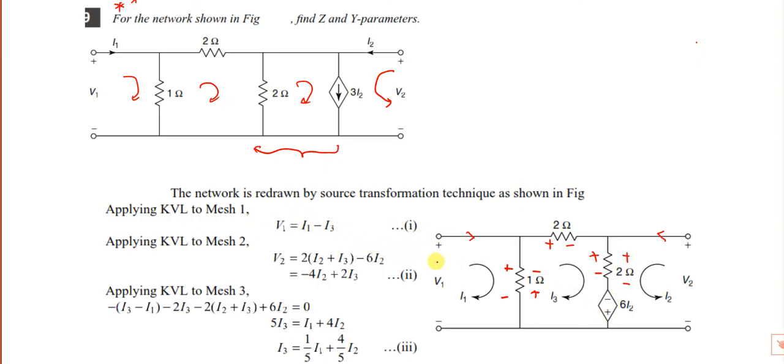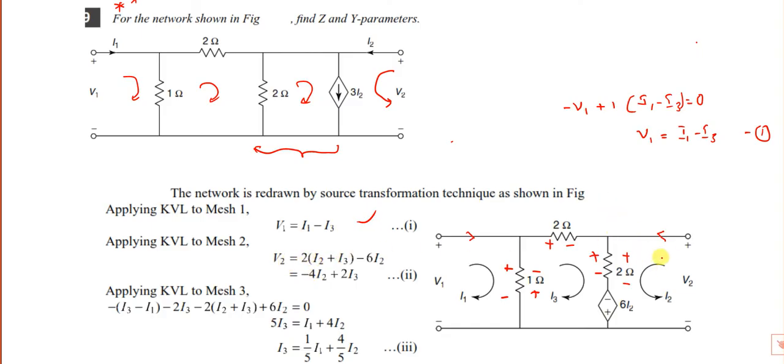Now apply KVL for mesh 1. So V1 is equal to this voltage, which will be parallel to this parallel voltage. In this parallel voltage, 1 into I1 is coming down, I3 is going up. So V1 is equal to 1 into I1 minus I3. Apply KVL for mesh 1. This is minus to plus, so minus V1 plus 1 into I1 minus I3 is equal to 0. So V1 is equal to, you bring the minus to the right side, we are left with 1 into I1 minus I3. This is equation number 1. The same thing you are going to get here: V1 is equal to I1 minus I3 into 1.